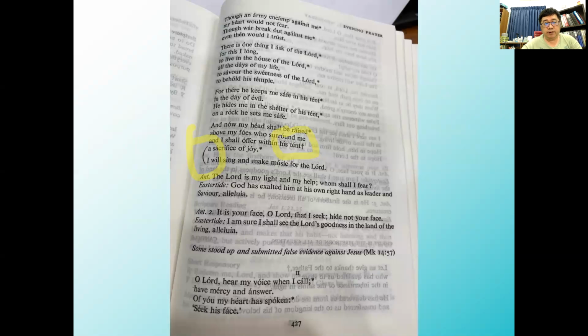In this example of a psalm, you'll notice that for "there he keeps me safe in his tent," there is an asterisk behind. That becomes the first line. "In the day of evil" becomes the second line. "He hides me in the shelter of his tent" becomes the third line. "On a rock, he sets me safe." That becomes the fourth line.